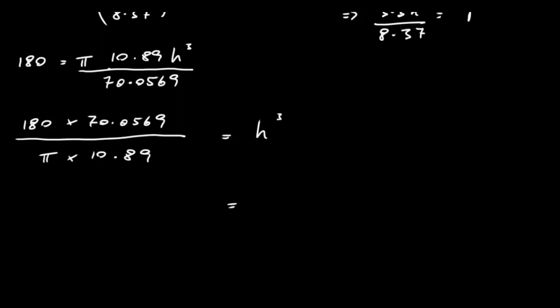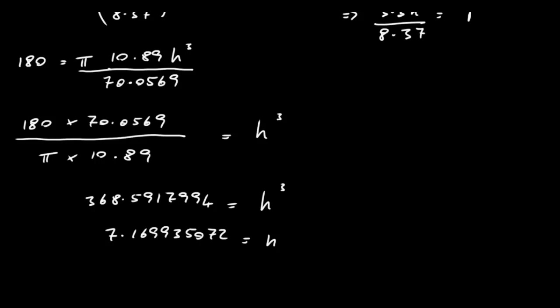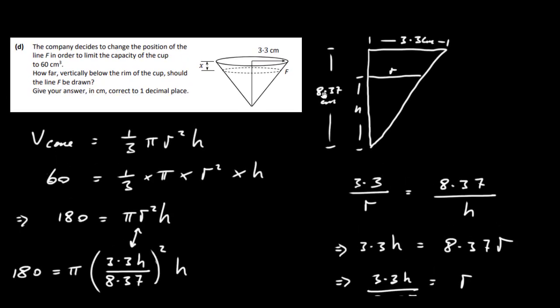So that will give us h cubed equal to, when you work all of this out, it's all just calculator work, 368.5917994. And then finally just take the cube root of both sides. That gives you 7.16993572. So what we've done here is we found h, the new height from here to here.